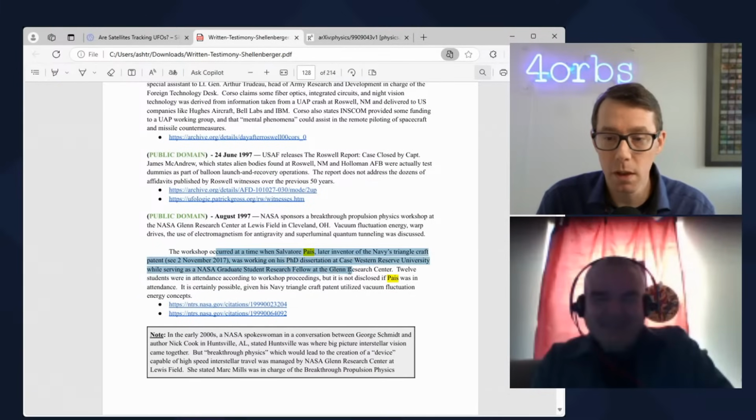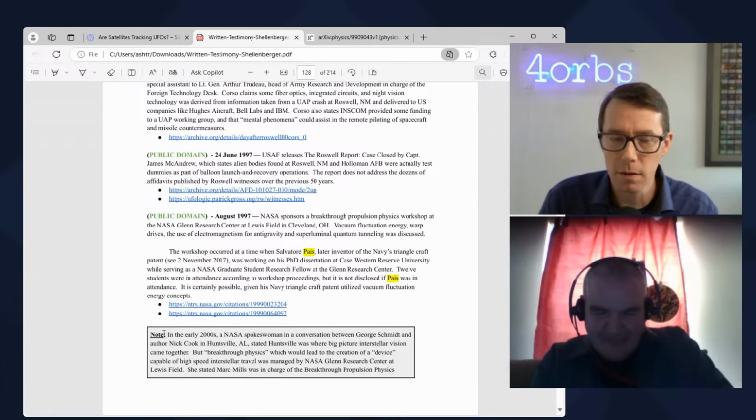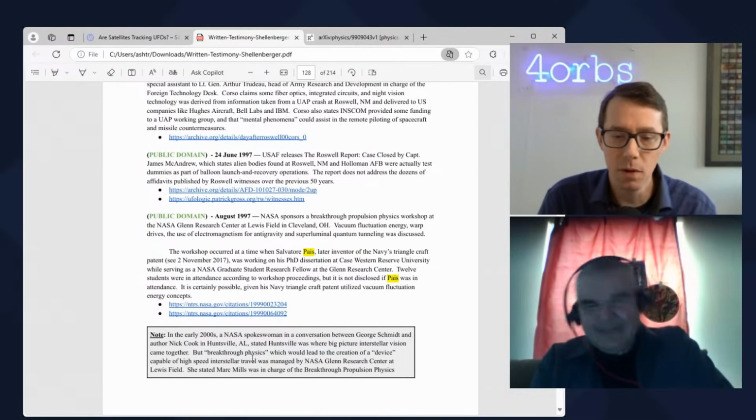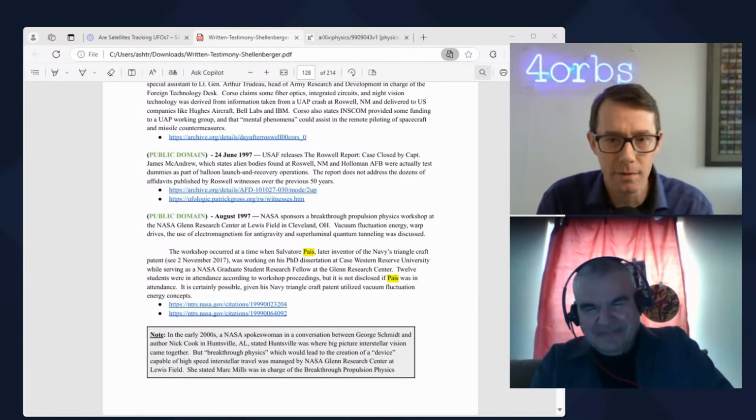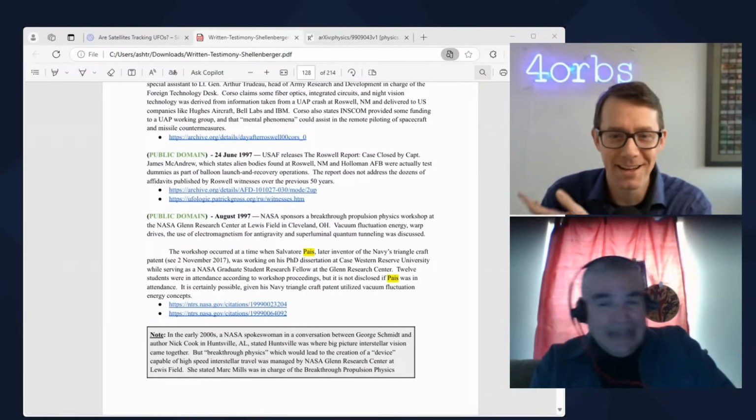Here it mentions your work in your PhD dissertation at Case Western, and it connects you to NASA Glenn again in a weird way, where it says that you were working at NASA Glenn, and Nick Cook, the author of Hunt for Zero Point, was told that NASA Glenn was working on breakthrough physics, which led to the creation of a device capable of high speed interstellar travel. Now I have to ask, are you connected to whatever's being talked about here? Because your patents are literally an interstellar, faster than light device. So what are your thoughts on this?